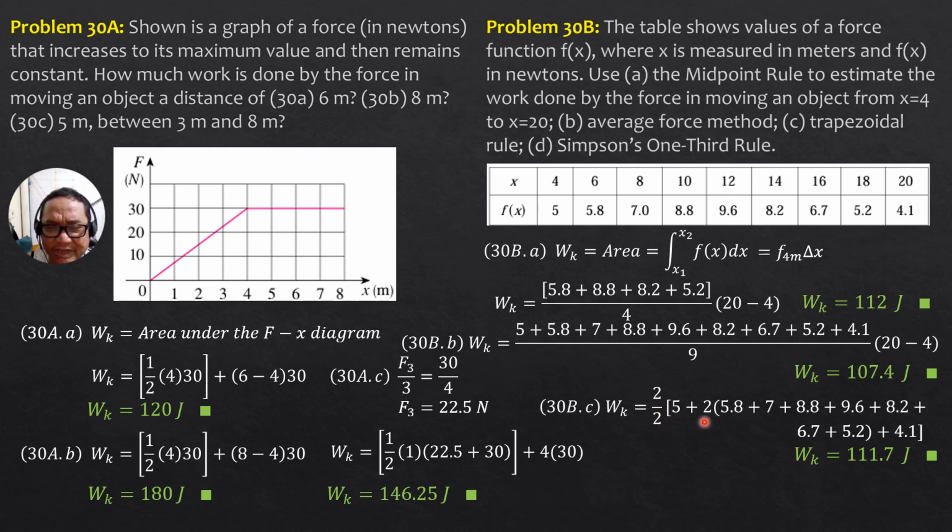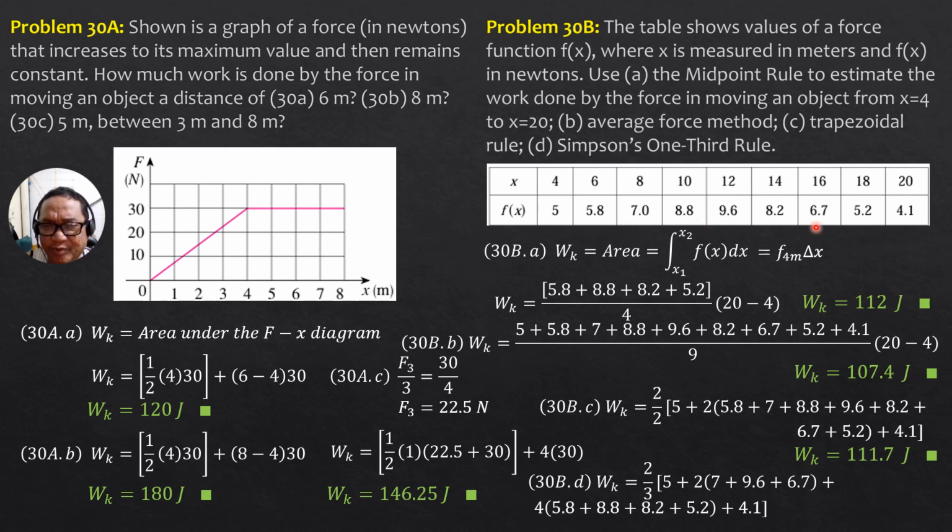Then finally, 30b part D, work is equal to d over 3, quantity h1, 5, plus 2 times the summation of odd offsets, so this is h3, h5, and h7: 7, 9.6, and 6.7, plus 4 times the summation of even offsets, 5.8 plus 8.8 plus 8.2 plus 5.2, then close, plus the last offset 4.1.